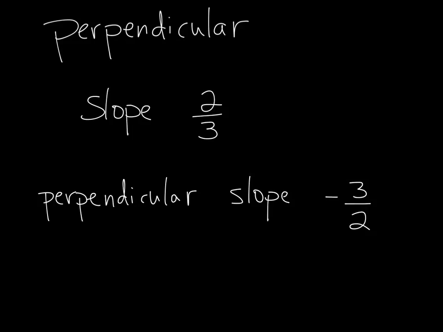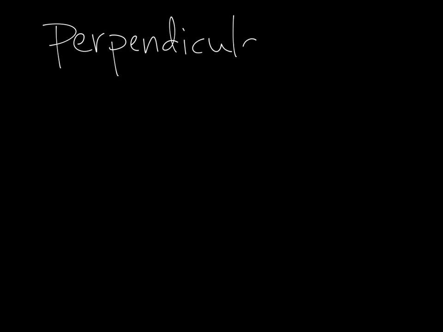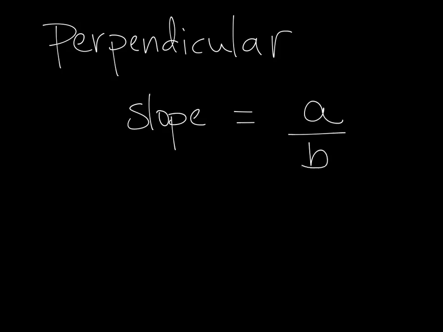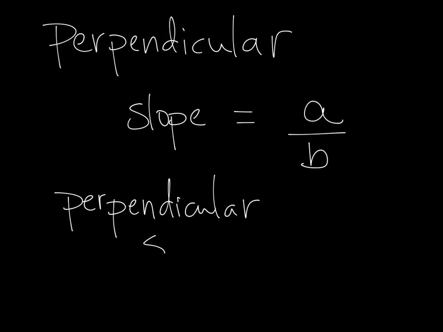More abstractly, under perpendicular still, the slope of one line equals A over B, so the perpendicular slope would be a negative B over A. So in other words, you're flipping it and you're having a negative.